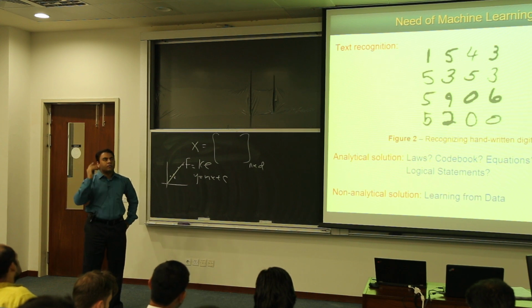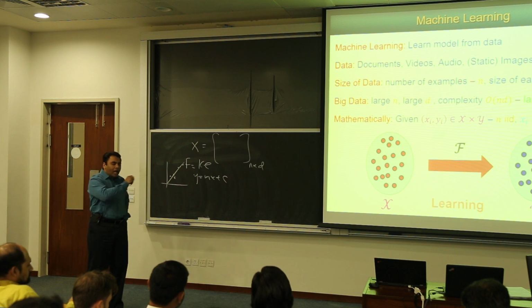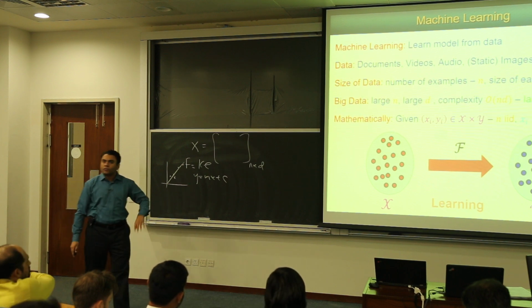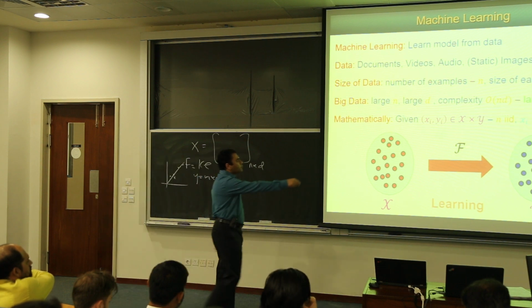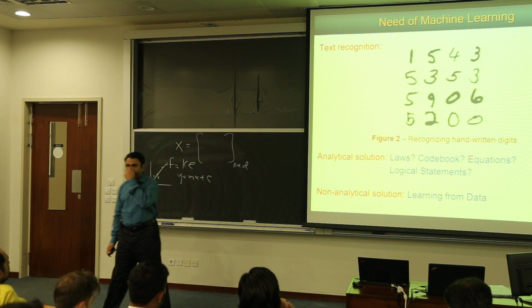The machine has to learn this unknown function f on its own without any rule book, without any code book, from this given data. So again, in machine learning, we are trying to solve for this unknown f using non-analytical methods. That's what we are trying.